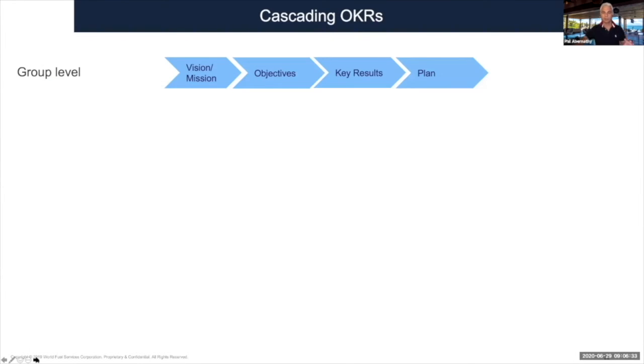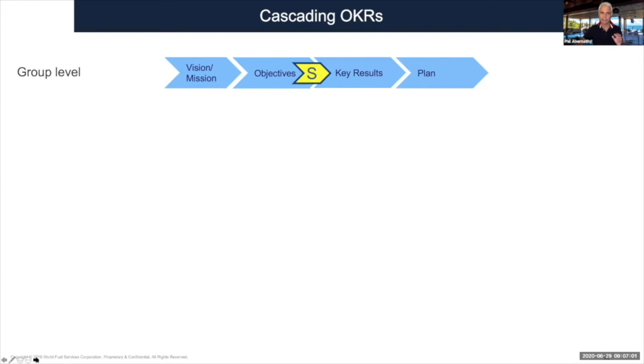And now I come to the last bit, which is cascading OKRs. A lot of people say, oh, strategy is not for me and OKRs are not for me. I'm just a junior person in a squad or a department and I don't have to worry about it. But that's not true because OKRs cascade all the way around. So you go from vision and mission, objectives, key results, and of course you need a plan. And that's where your strategy fits in.